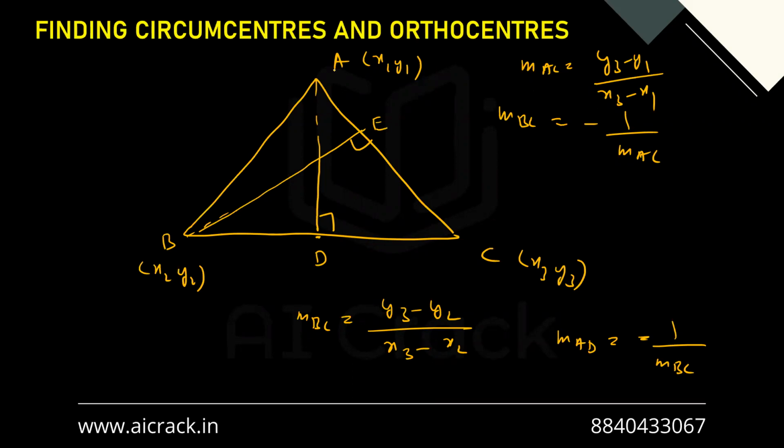Now we know the slope, and also AD passes through point A. We don't have to calculate the D point or the E point because we know the A and B coordinates. So we know one point, we know the slope of AD, and we can find the equation. Similarly, we know point B, we know the slope of BE, and we can find the equation of BE. And by simultaneously solving BE and AD, we can find the orthocenter O, right?